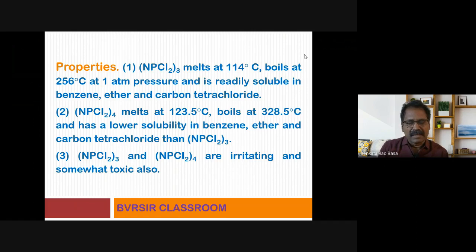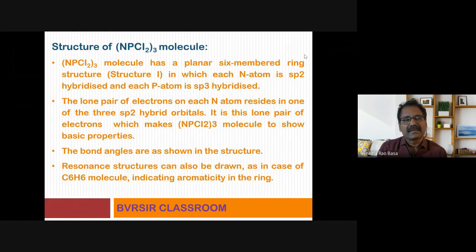Similarly, the trimer and tetramer are irritating and somewhat toxic substances. They cause an irritating sensation. So we have to keep away from this type of substance unless it is required in industries. While using these substances in industries, they usually take special care. Without taking proper care, it is very dangerous to handle these substances. Please acquaint yourself with these terms.